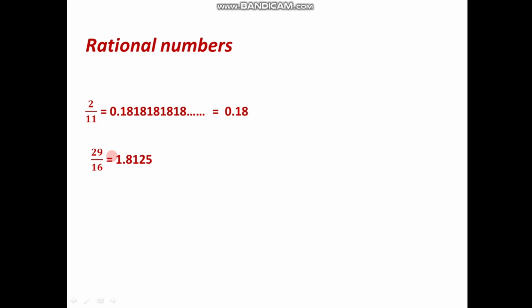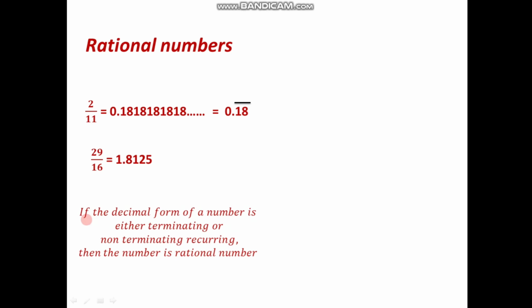If there is a number whose decimal form is either terminating or non-terminating recurring, then such numbers are called rational numbers. So here, 0.18 bar or 1.8125. For such numbers, the decimal form is either terminating or non-terminating recurring. That's why these numbers are called rational numbers. And from this we can define rational numbers as: if the decimal form of a number is either terminating or non-terminating recurring, then the number is a rational number.